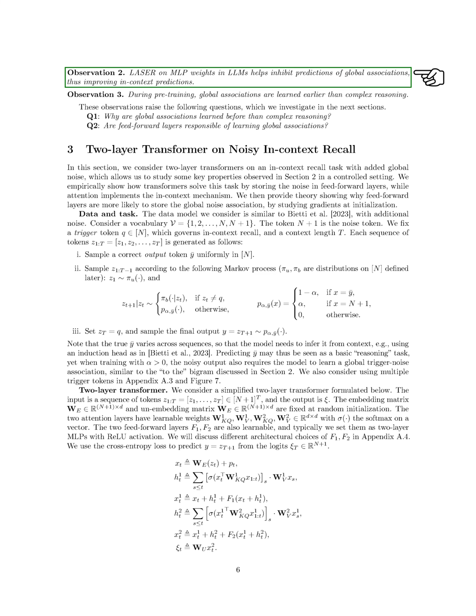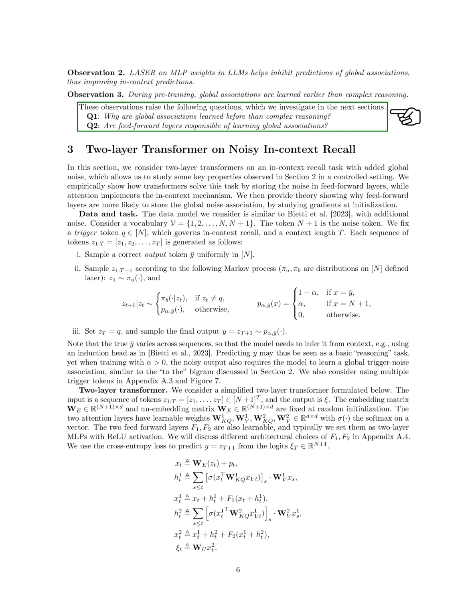Our experiments lead to several key observations. Firstly, global associations can hinder LLMs' performance on reasoning tasks. Secondly, applying LASER on MLP weights in LLMs can help mitigate the influence of global associations, thereby enhancing in-context predictions. And finally, during pre-training, models tend to learn global associations before mastering complex reasoning tasks. These findings prompt further exploration into why global associations are learned earlier and the role of feed-forward layers in this learning process.